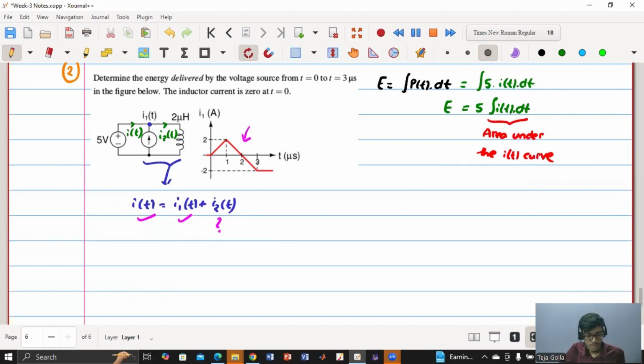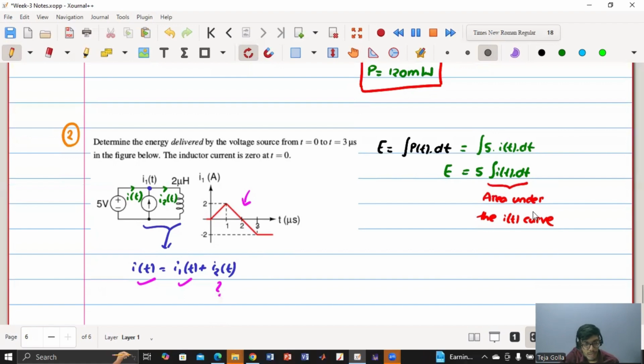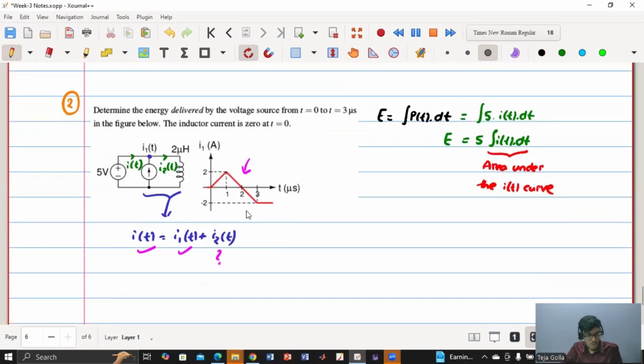Okay, sir. So we have initially started from the question that they're asking how much is the energy that is delivered. So we have started with energy is equal to integral of power into time. Then we have seen power is nothing but voltage into current. As voltage is constant, I have taken it outside, and it is integral I of t, which is nothing but area under the curve I of t. And for getting the I of t curve, I need to know I1 and I2, and they have given I1. So I have to find out I2 of t. So how will I find I2 of t?